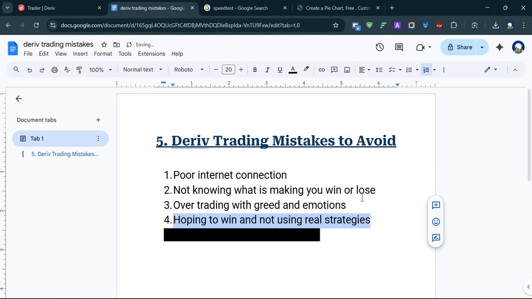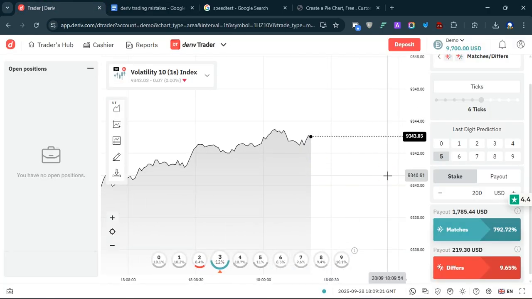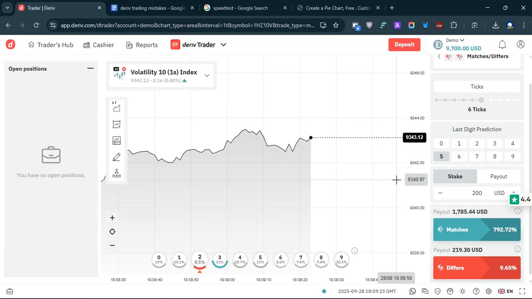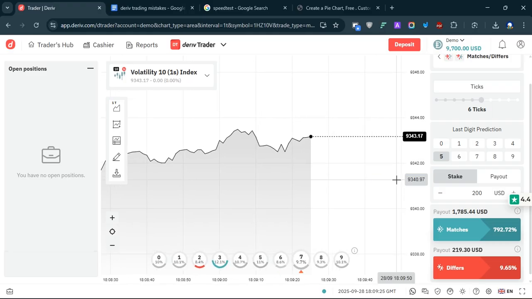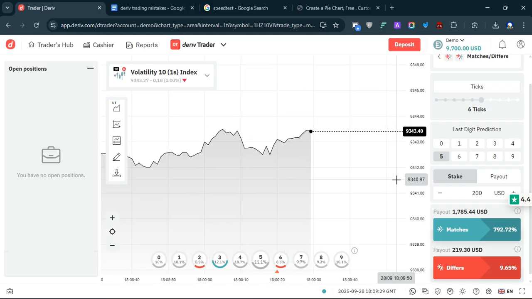And then number 4 is hoping to win and not using real strategy. So when you are trying to trade here, don't try to hope that you will win. You will blow your account, and that is the reality. So here you just need to use real strategies.